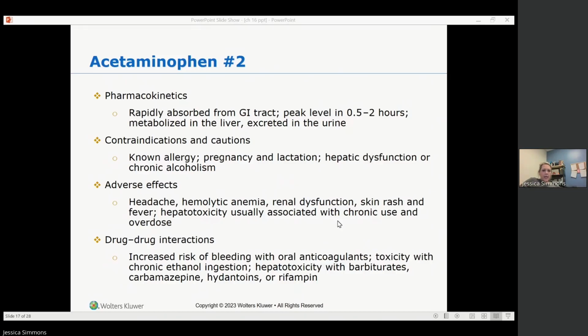Adverse effects include headache, hemolytic anemia, renal dysfunction, skin rash, fever. Hepatotoxicity is usually associated with chronic use and overuse. And then you have an increased risk of bleeding with oral anticoagulants, toxicity with chronic ethanol ingestion, which is alcohol, hepatotoxicity with barbiturates, carbamazepine, hydantoins, and rifampin. Remember, rifampin is that TB drug that I want you to know about that turns your urine, sweat, and tears orange.